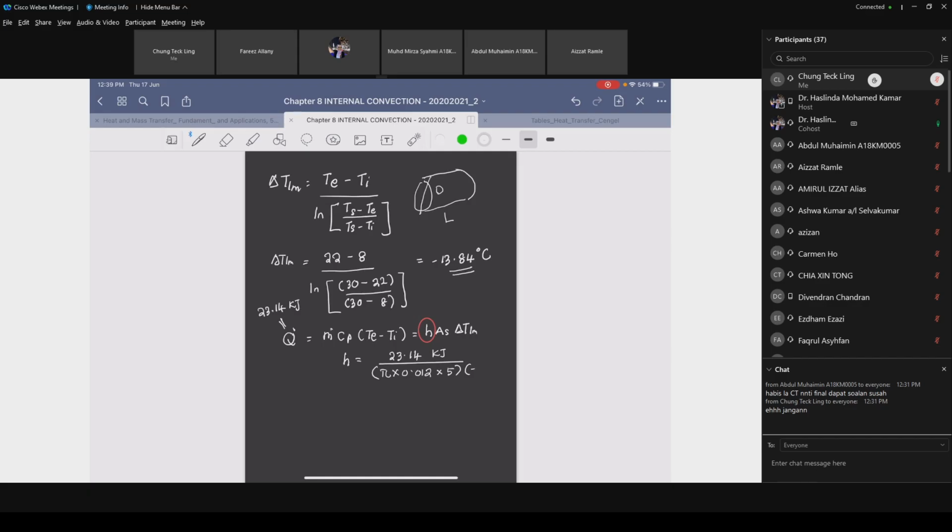Pandai. So negative 13.8. You mesti kata lah negative. Don't worry about negative. Kita boleh remove the negative. Don't include the negative in the calculation. Why? Agak-agak? Difference. Will change. Temperature different. Yes, different. Tapi kenapa?